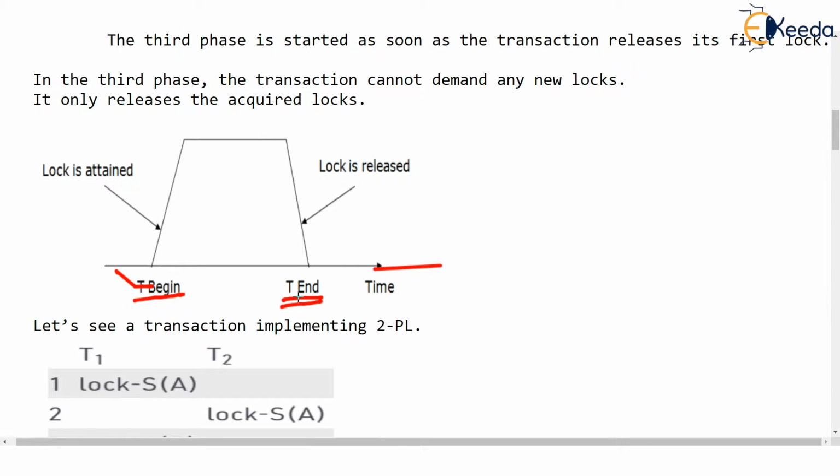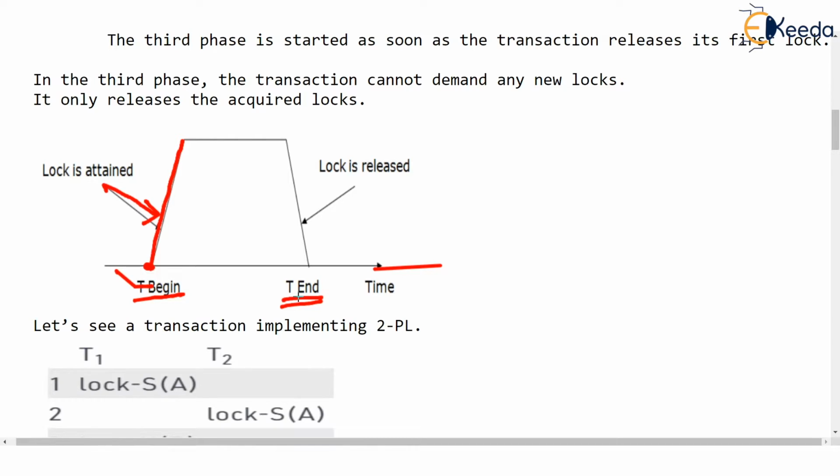Now as the transaction starts at this point, it can acquire locks. This is the phase where the transaction is only acquiring locks, or requesting locks. This is known as the growing phase, where the transaction is allowed to only acquire, check my words, only acquire locks. That means in this phase, you cannot execute an unlock operation.